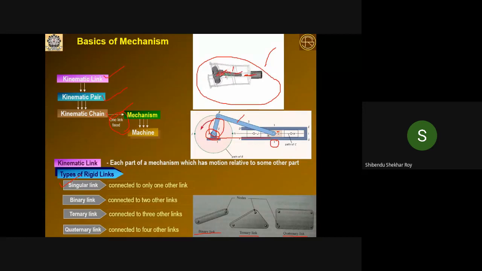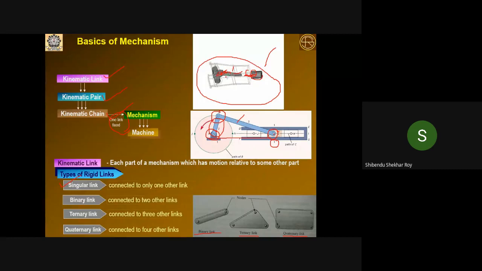In between 2 and 3, what type of joint is it? Look at the video carefully, you can easily understand. It will again be a revolute pair. Here at this particular point, the spin is there. Now it is similar in between 3 and 4. In between 3 and 4, is there any joint? Yes, it is again a revolute joint. Otherwise it will break.